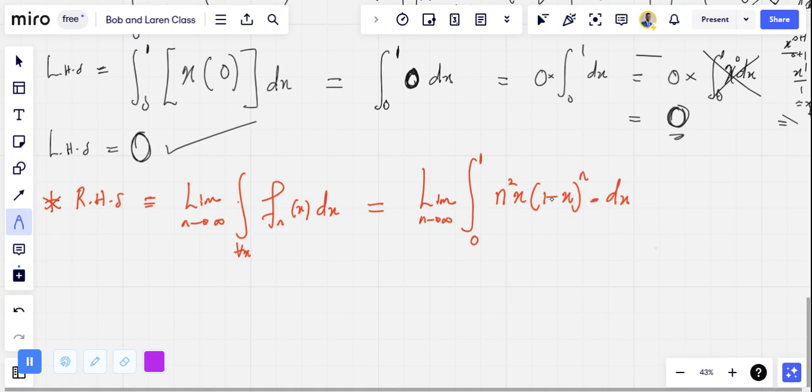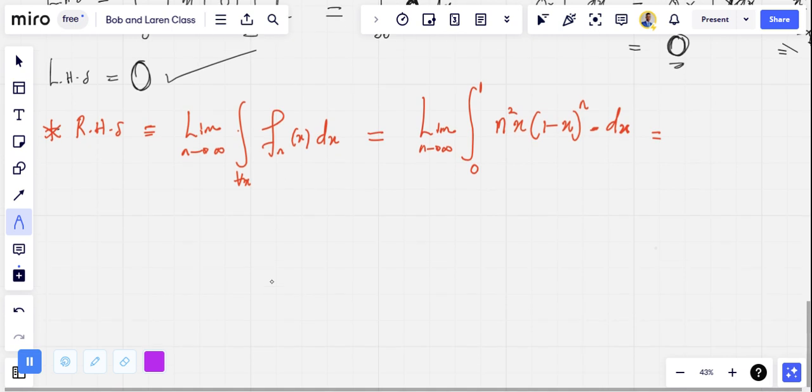So how will you integrate something like this? Before I start, I want to integrate this expression with respect to x. That means any other letter, any other variable in this expression, we take as a constant. So n is not in terms of x, and n squared can actually go outside the integral, but not outside the limit, since the limit is taking n tends to infinity.